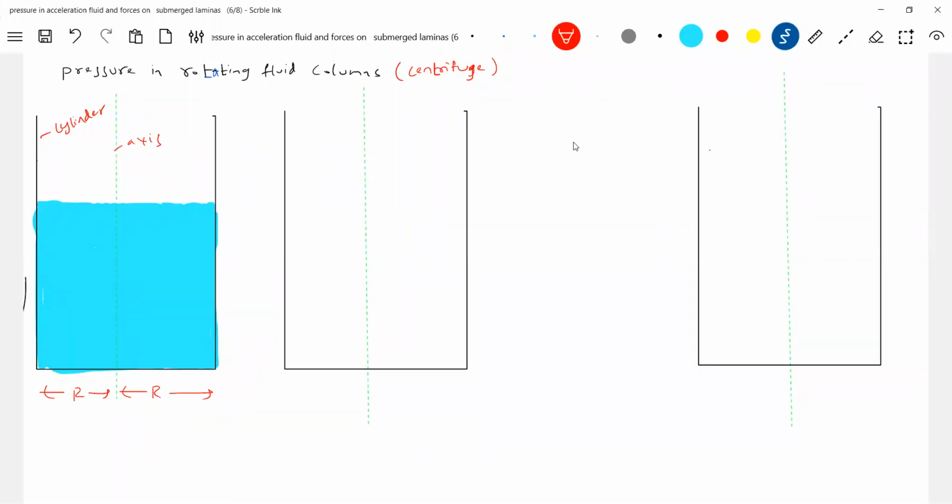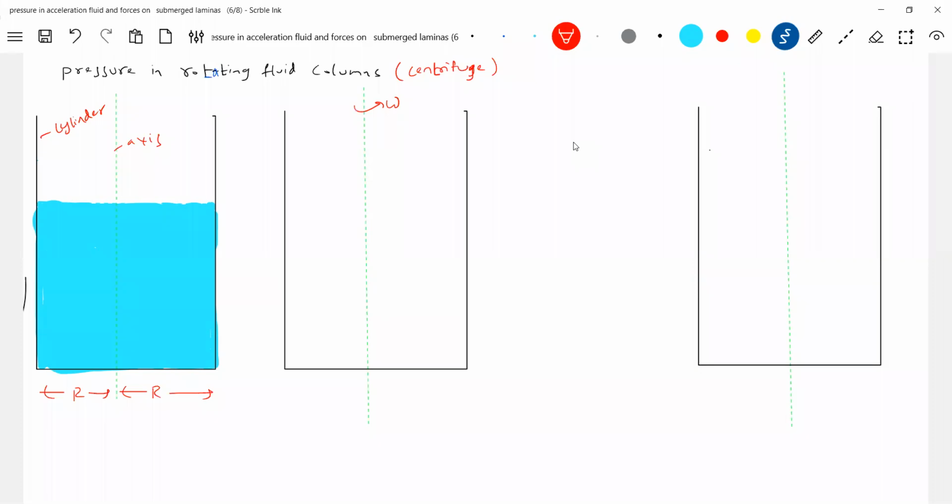Since water is transparent, add some color to it, blue or red, anything that is available, watercolor. Then start spinning it. You can see the surface will take a different shape. Okay, now as it starts rotating, let's get into the concept.